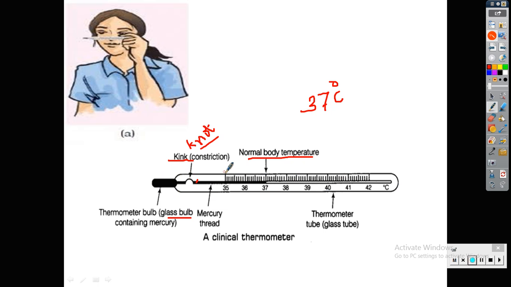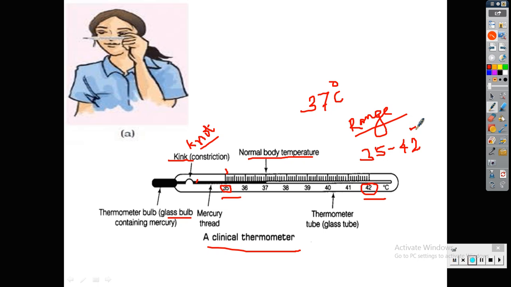And here you can see the reading from 35 to 42. So the range of the thermometer is from 35 degrees centigrade to 42 degrees centigrade. This much temperature only we can read by using a clinical thermometer. This is the range of the clinical thermometer: 35 to 42 degrees Celsius.